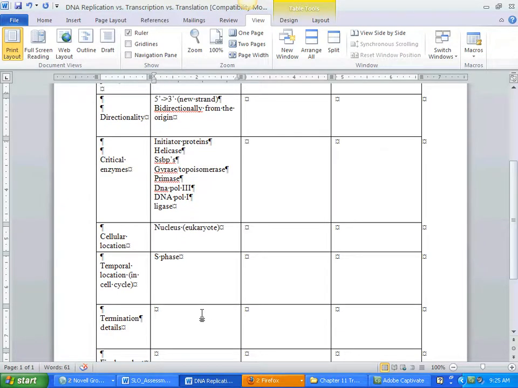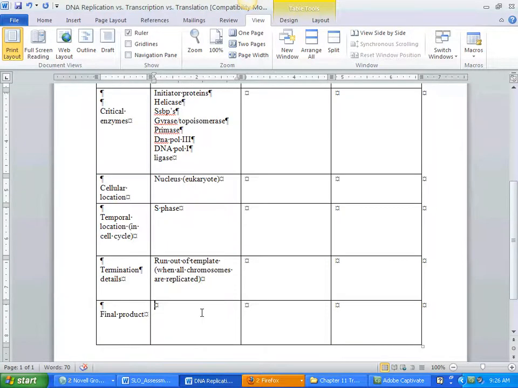Termination details. When and why does DNA replication stop? Well, I think what you could say is that whenever you run out of template, meaning whenever the replication forks run into each other or run off the edge of a linear chromosome. So when all chromosomes are replicated. That's why it stops. There's just no more work to be done.